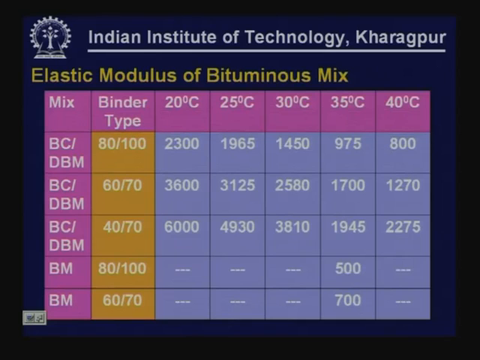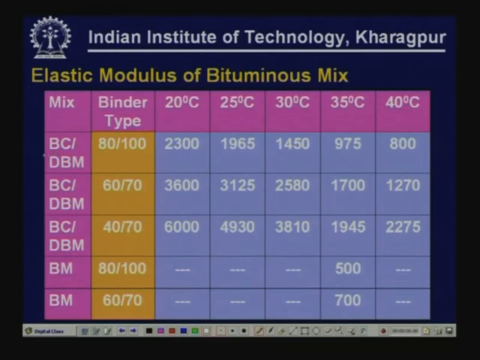Here representative values or typical values as recommended by Indian Roads Congress IRC 37 are given for different types of mixes: bituminous concrete, dense bituminous macadam, or bituminous macadam. There are three types of mixes that are considered here, for different types of binders, 80-100, 60-70. This also should have been 60-70.